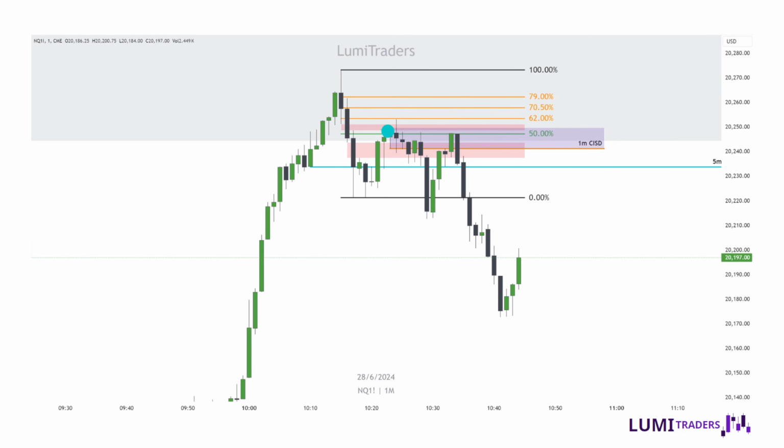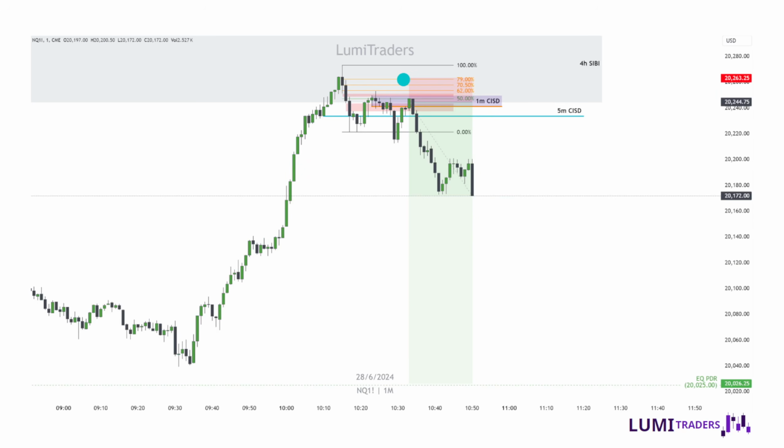Here we go. We got a 1 minute change in the state of delivery. We got the closure below this up close candle. We got a confirmed 1 minute change in the state of delivery. We even got a retest of this 1 minute change in the state of delivery. Nice. Where do I want to place my stop loss since we're below 79%? Above 79%. Boom.